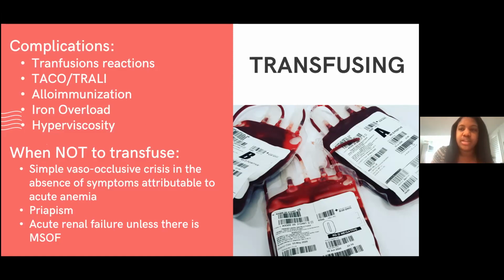And then what are indications to not transfuse, or when do you not transfuse? If it's a simple vaso-occlusive pain crisis and does not have any symptomatic anemia, you would not transfuse. Also, there's wishy-washy data about priapism and transfusion for that, and expert consensus right now is to not transfuse for priapism routinely. And also we would not transfuse for acute renal failure unless there is another indication on top of that, or there's concern for multi-organ failure syndrome. That would be another reason to transfuse.